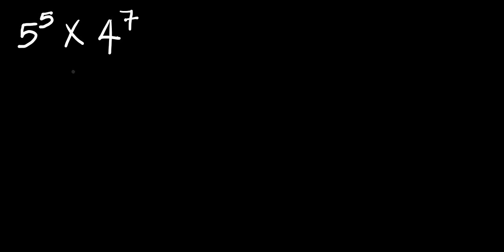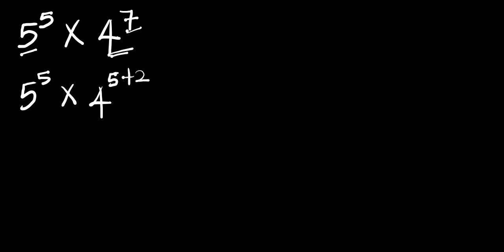Hello, in this video we are going to evaluate 5 to the power of 5 times 4 to the power of 7 without making use of a calculator. So let's get started. We are going to have 5 to the power of 5 times, we can write this as 4 to the power of, instead of 7 we have 5 plus 2.